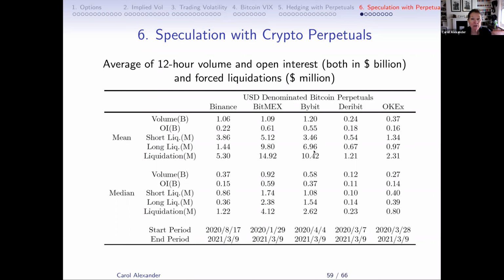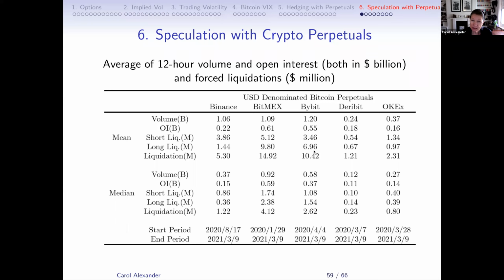Anyway, now we are looking at different types of perpetuals, so let's have a look at these contracts. These are the USD denominated, and there are also USDT denominated perpetuals, which behave quite differently in terms of speculation.